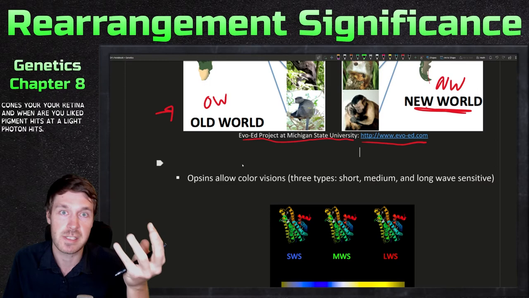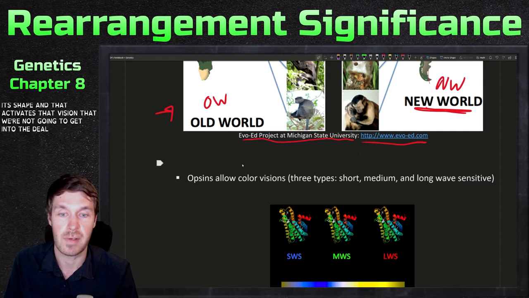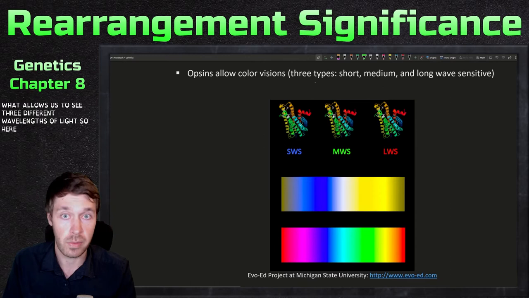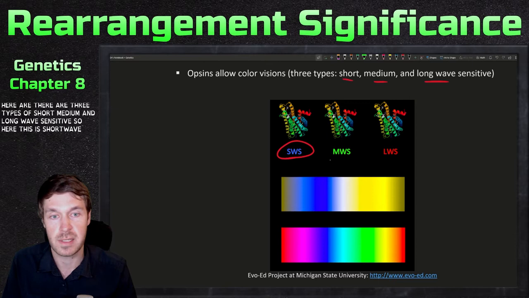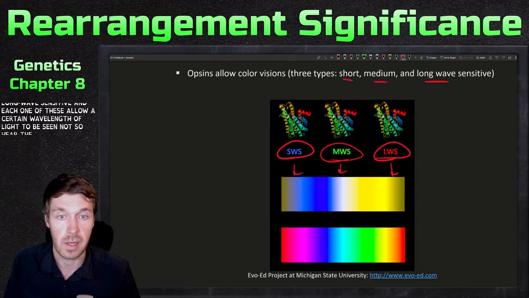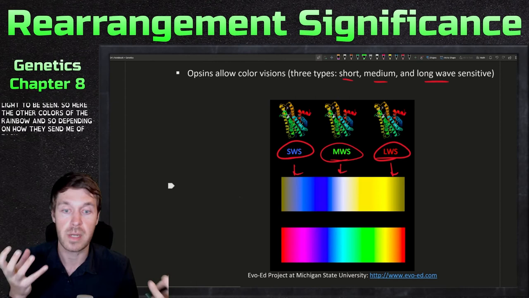I'm not going to get into the details of it, but in humans, there are 3 different opsins in our cone cells, and that's what allows us to see 3 different wavelengths of light. So here, there are 3 types: short, medium, and long wave sensitive. So this is short wave sensitive, this is medium wave sensitive, this is long wave sensitive. And each one of these allows a certain wavelength of light to be seen. So here, you know, the colors of the rainbow. And depending on how they summate, each one allows us to see various colors.